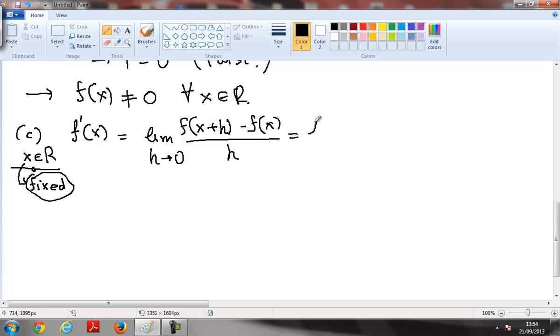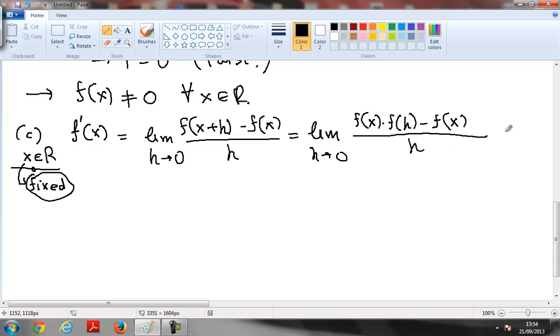So from the statement of the question, f of x plus h equals f of x times f of h. So minus f of x over h when h tends to 0. But this is the limit of, if I have here a common factor, this is f of x, so f of x times f of h minus 1 over h, where h tends to 0.